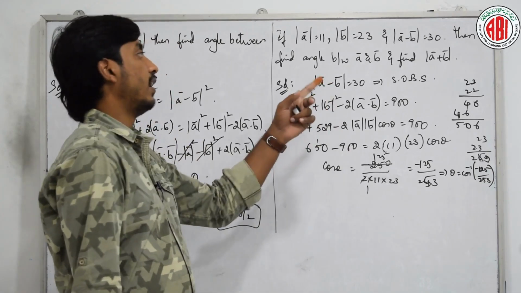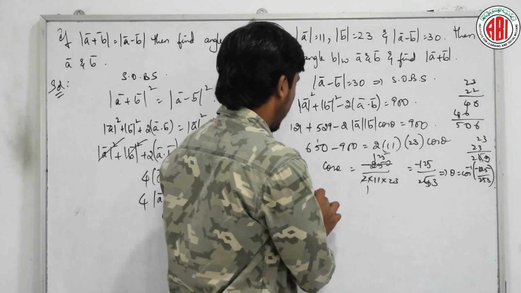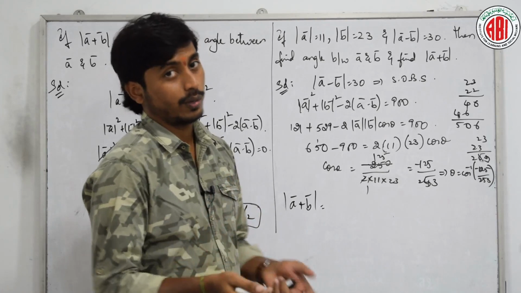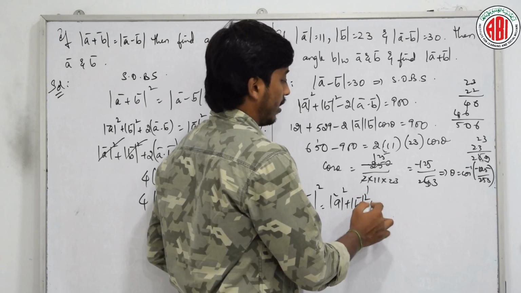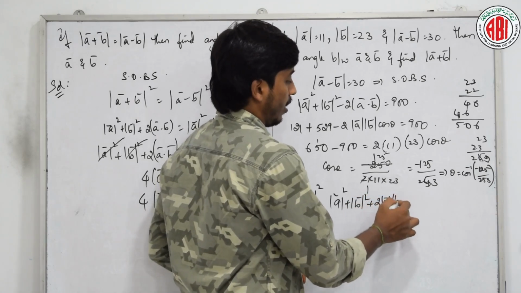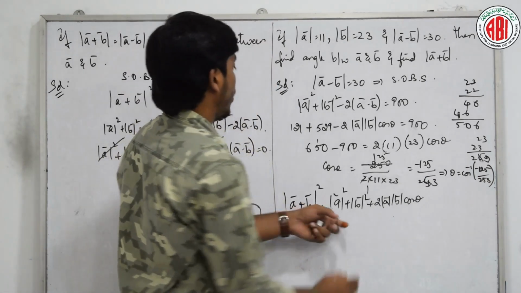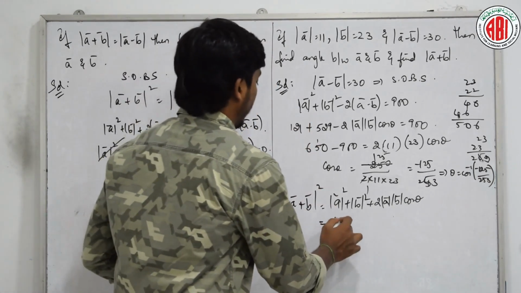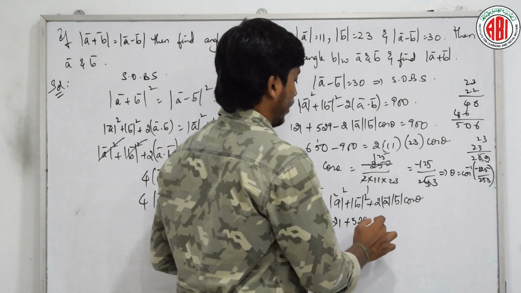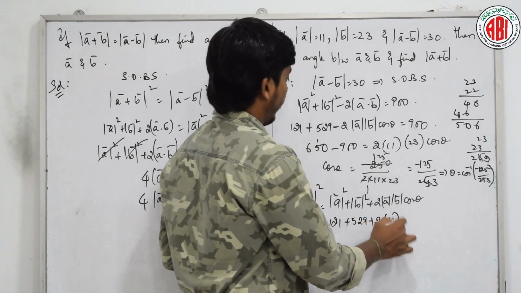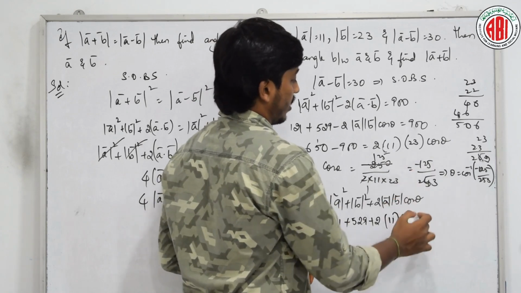Fine. Similarly, we can find out the value of mod of a plus b. Instead of doing it directly, let us first square it. That is mod a square plus mod b square plus 2 mod a mod b cos theta. Is it? Now see here. What is mod a square? As it is, that is 121. What is mod b square? That is 529. Is it right? Plus 2 into 11 into what is mod b? 23 into what is cos theta?